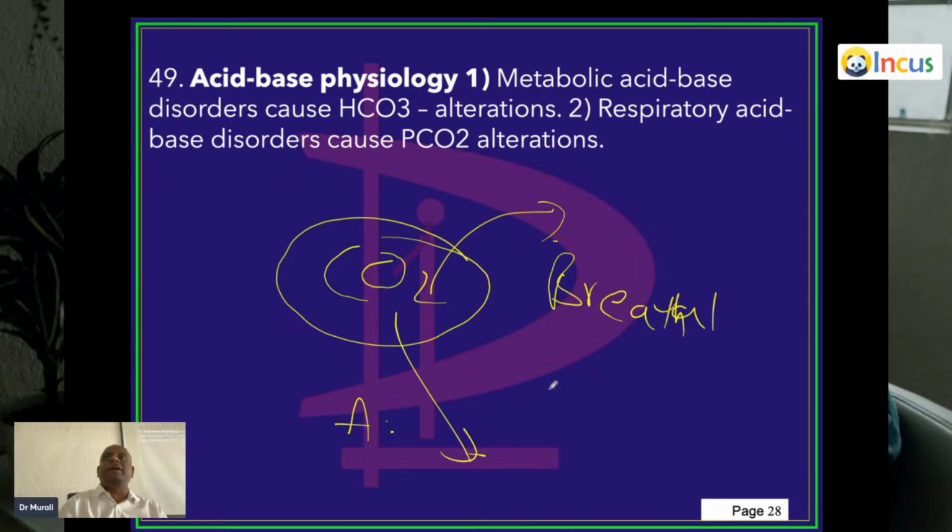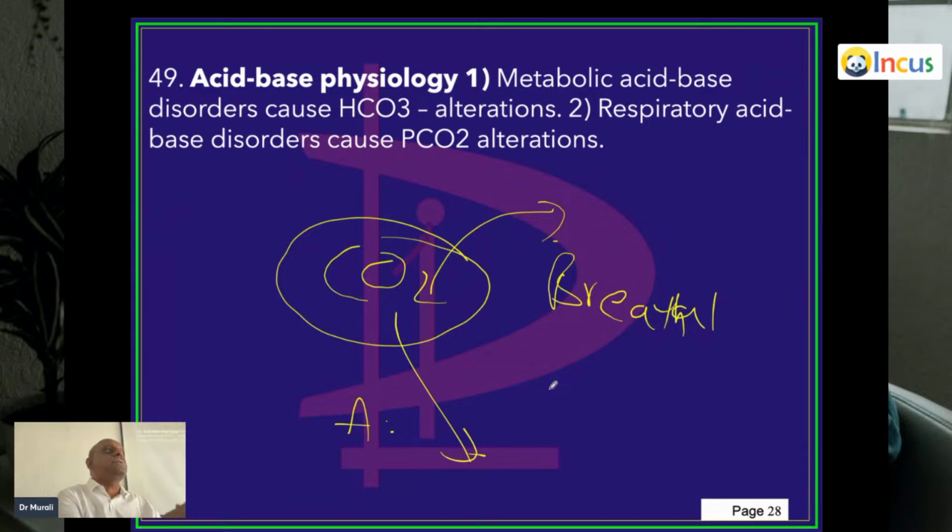Anxiety leading to hyperventilation, hysteria leading to hyperventilation. Hyperventilation is equal to respiratory alkalosis. Hypoventilation is equal to respiratory acidosis. Then metabolic is decided by who? Bicarbonate. More bicarbonate is metabolic alkalosis, less bicarbonate is metabolic acidosis. Simple.